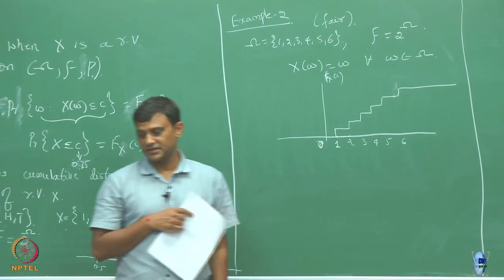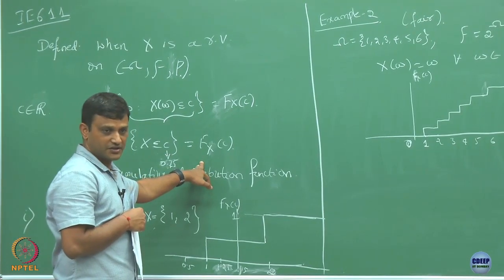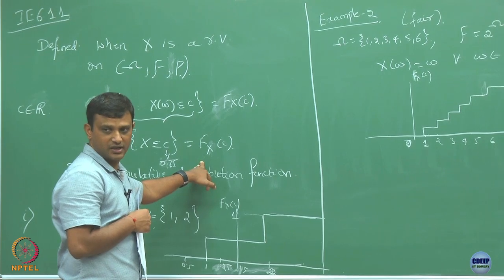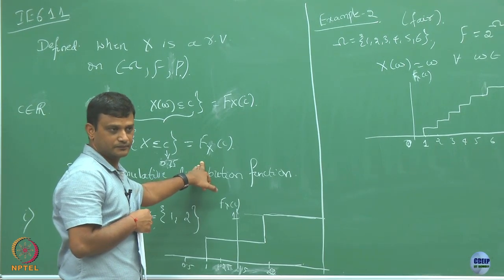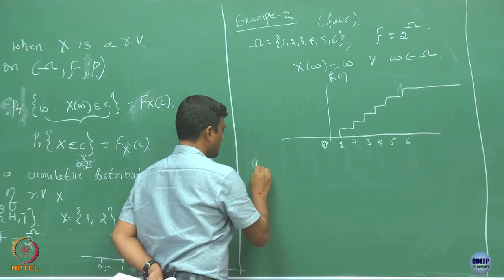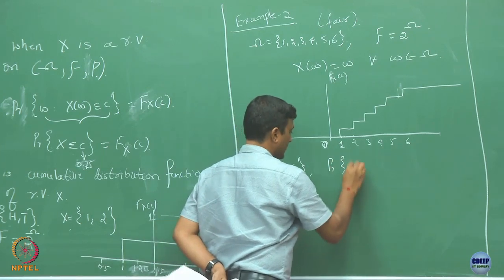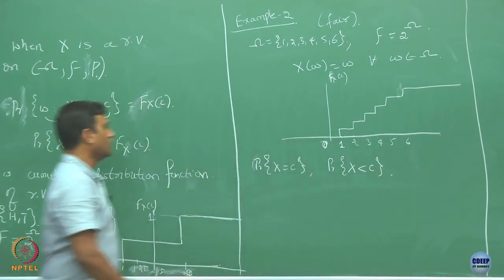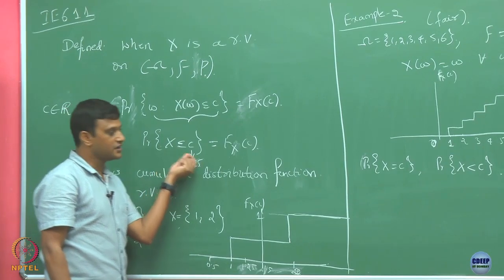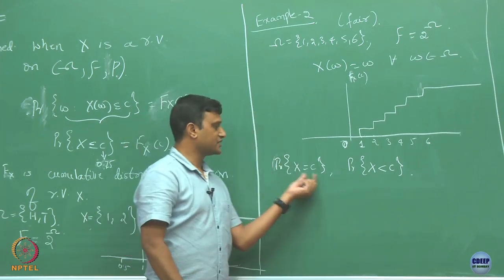So fine, by the definition of my cumulative distribution function, it is giving you the probability that my random variable takes value x less than or equal to c for all possible values of c. Now does this say anything about the probability of x equals c, and the probability that x is strictly less than c? What we have defined is the probability x less than or equal to c, right? Then why not define another cumulative distribution function which is defined like this.